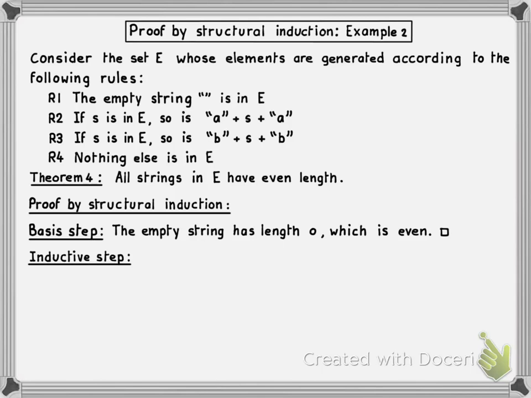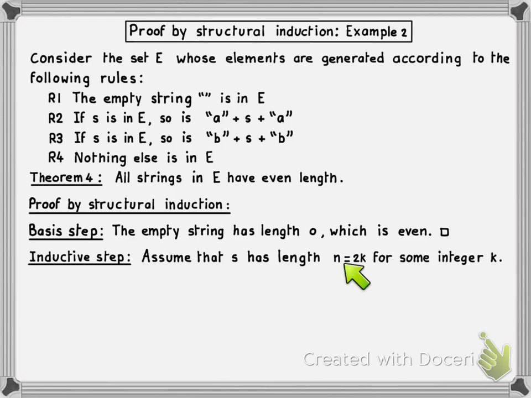Now, in the proof for the inductive step, we must cover all of the inductive rules, and in this case there are two of them. So assume that string S, which is already in E, has an even length. So let's call n the length of the string S, and since it's even, we can write it as 2 times k for some integer k. That's the inductive hypothesis that we're going to use for both of these rules. And so now all we have to do is to prove that the length of this string is even, and then that the length of that string is also even.